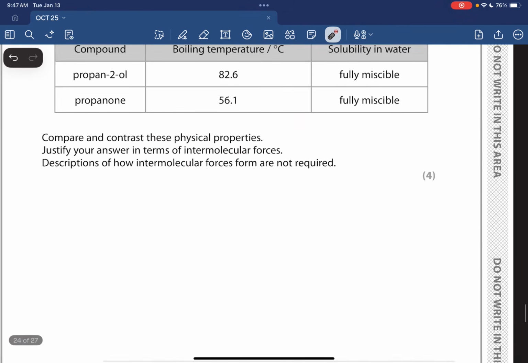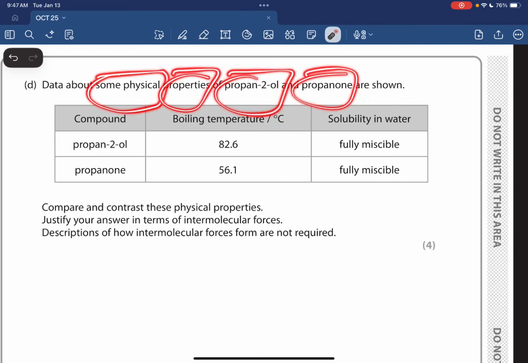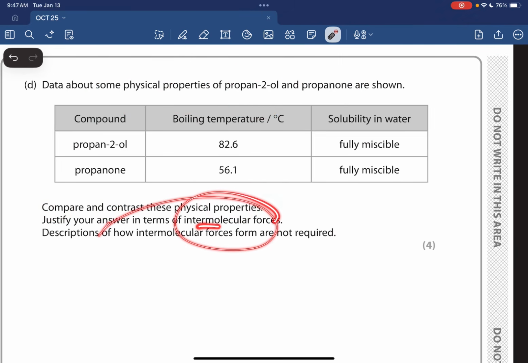Moving on. Now, data about some physical properties of propan-2-ol and propan-1-ol are shown. Compare and contrast the physical properties. You should refer to intermolecular forces. Okay. Now, propan-2-ol has a higher boiling temperature than propan-1-ol.